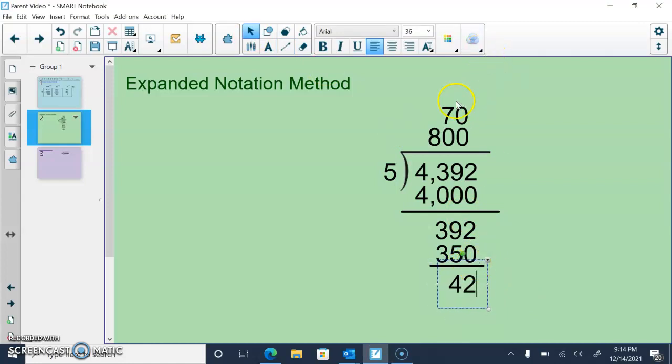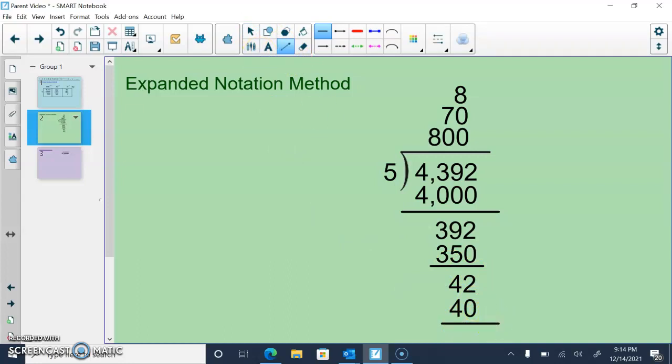Five times ones, we've done our hundreds, tens, now we're going to do our ones. 5 times 8 is 40. Take that away from the 42, and we will have an answer again with a remainder of 2.